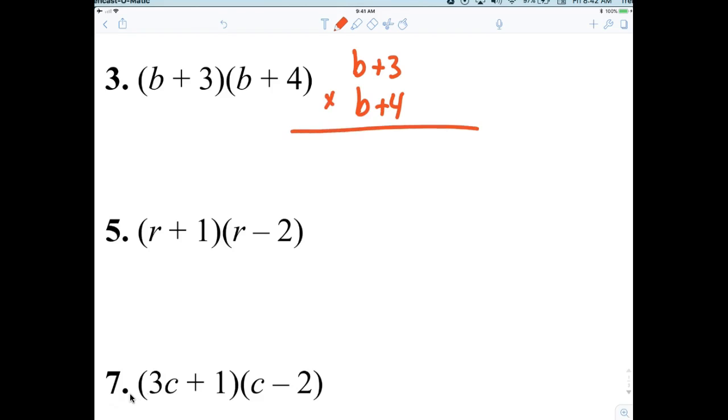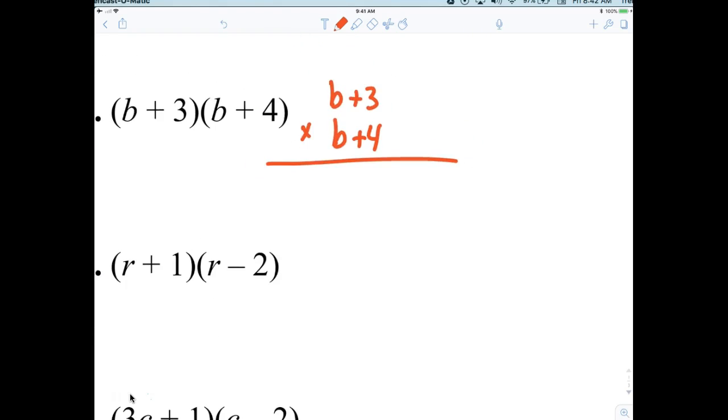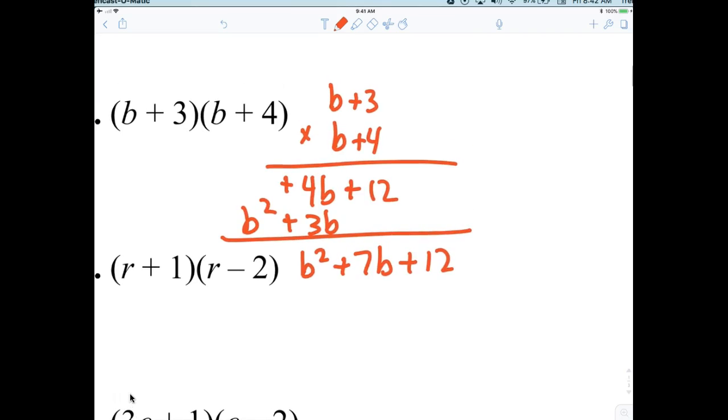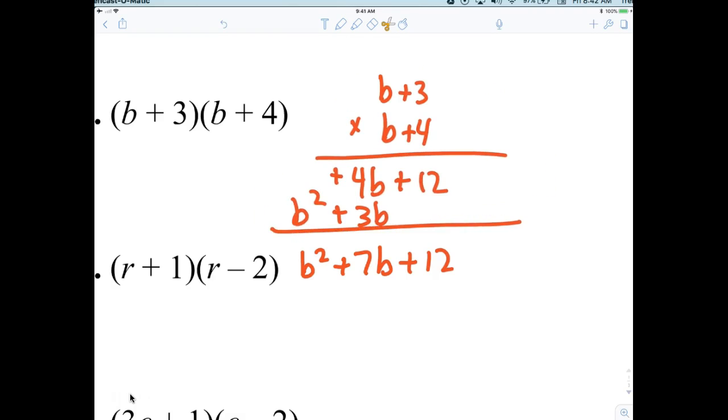Just like the good old days. Now, notice I'm saying positive 4 times positive 3. What's that? Positive 12. 4 times B is what? Positive 4B. What's B times 3? Positive 3B. And then what's B times B? B squared. So now that answer is B squared plus 7B plus 12. All right? Hold on a second. Let me slide it over just a little bit so it makes better sense. Now notice I lined everything up.